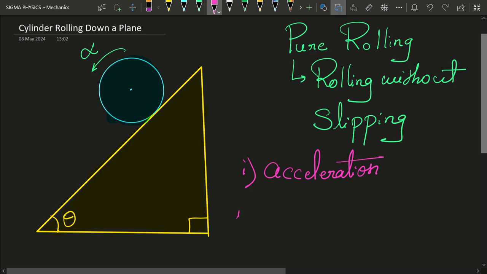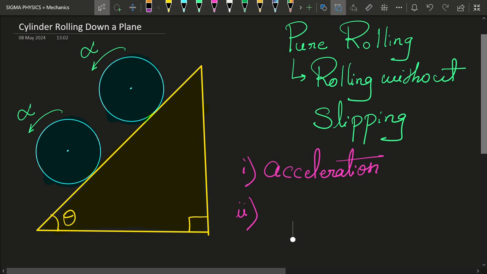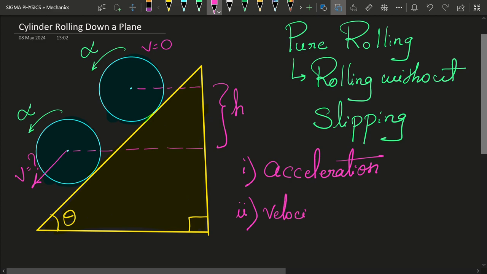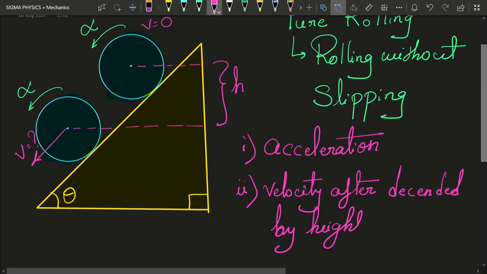And the second thing that we want to find is, let's say this body, which is a solid cylinder, rolls down some distance. So let me quickly copy this. As you can see here, the cylinder has rolled down some height. If initially I release the cylinder from over there, then its velocity is zero over here. And once it has rolled down, let's say some height h, so it has descended by some height h, what is going to be its velocity after it has descended by that height h?